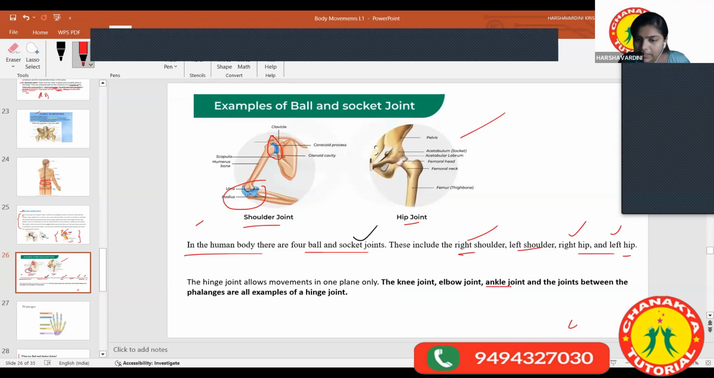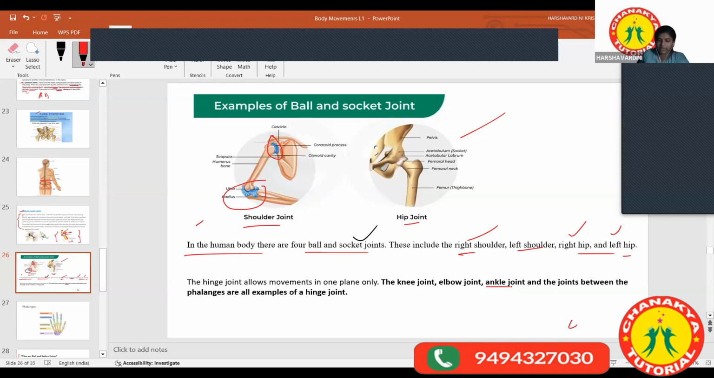Same for the ankle joint also. Where is your ankle? Ma'am, it's at my leg, in between the foot and the upper part. Like you will say after the knee part, that part.